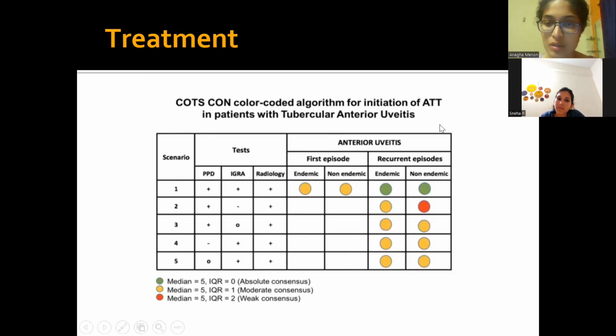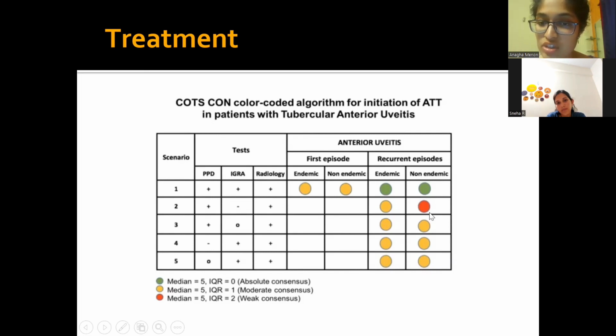See guys, green here means treatment should be provided on the spot. Yellow means think and wait. Red means no treatment should be provided. I'll just break it down for you. Suppose a patient from an endemic country, India, has a purified protein derivative, that is your Mantoux test, positive, IGRA test positive, chest X-ray suggestive of tuberculosis, then we should start the treatment. And he has anterior uveitis, then you should start the treatment. In non-endemic countries also, like let's say a patient in United States also has these findings, we can start the treatment. That is what the green circle says.